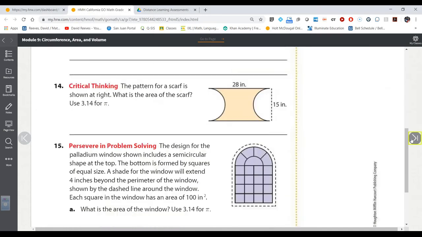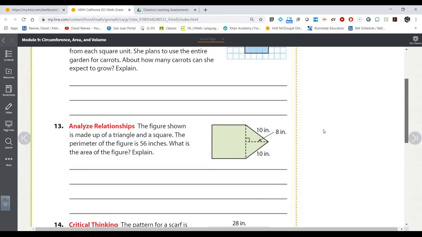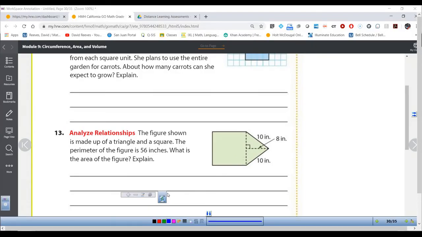All right, so let's go ahead and do one more on here. I'm on number 13 on the next page. All right, this one's a little different. It says the figure shown is made up of a triangle and a square. The perimeter of the figure is 56 inches. What is the area of the figure?